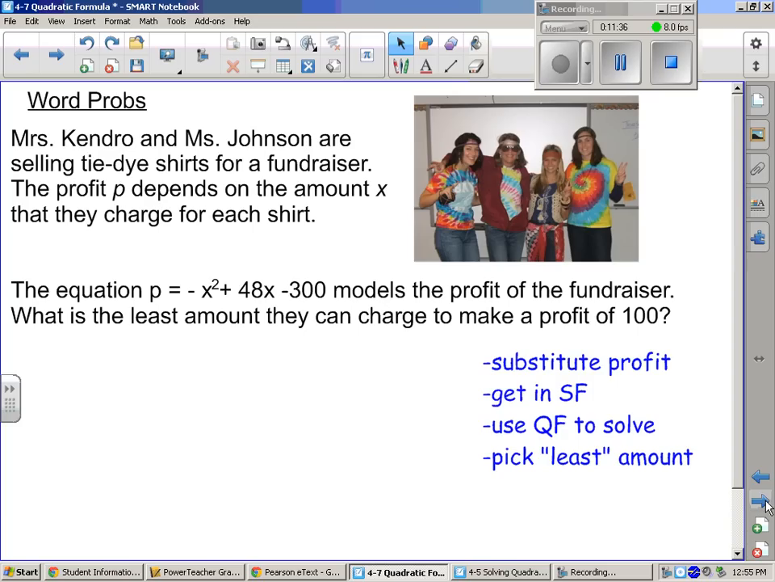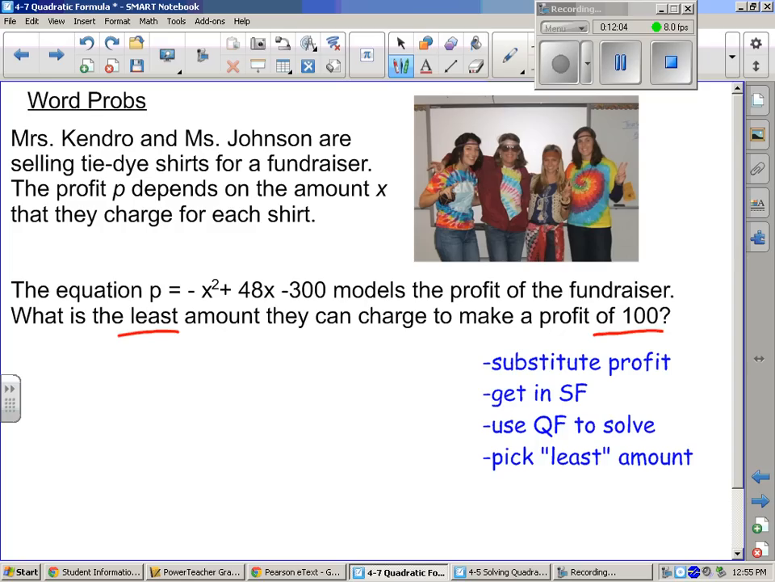Take it away, Kendro. All right, we're selling tie-dye shirts. Look at those cool cats over there. Profit depends on the amount of x that they charge for each shirt. All right, give us an equation that models the profit. We want to know what's the least amount they can charge to make a profit of $100. I'm going to underline that because I have to remember that for later on. So what's the least amount that we can sell the shirts for to earn $100?